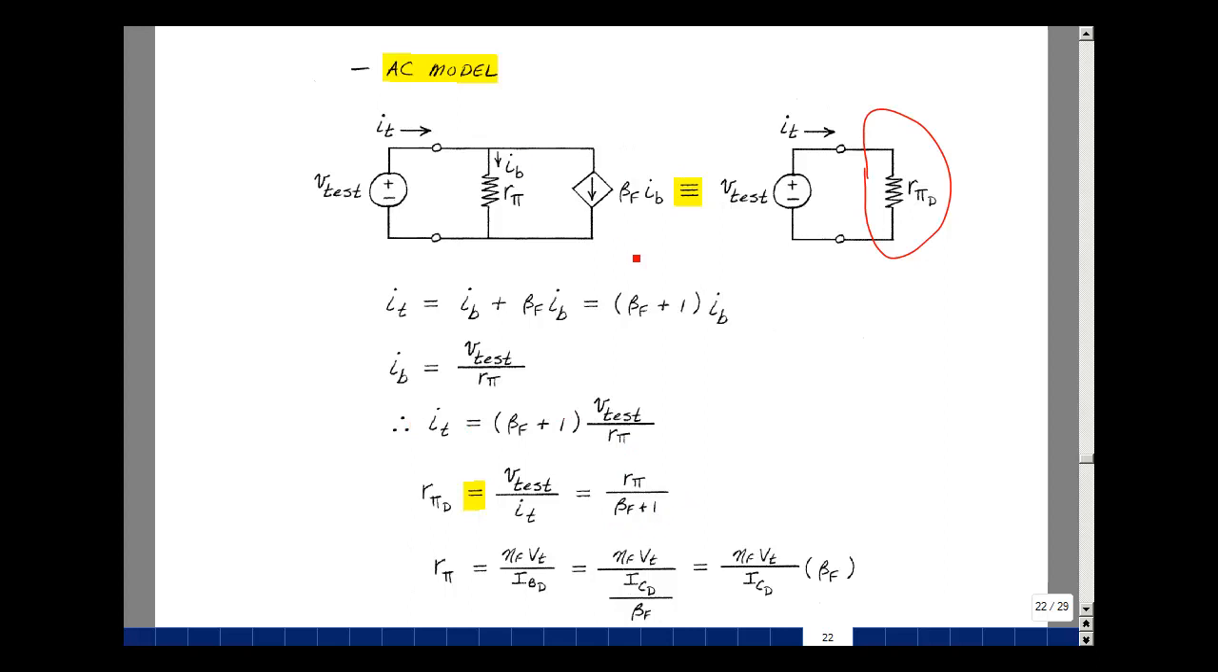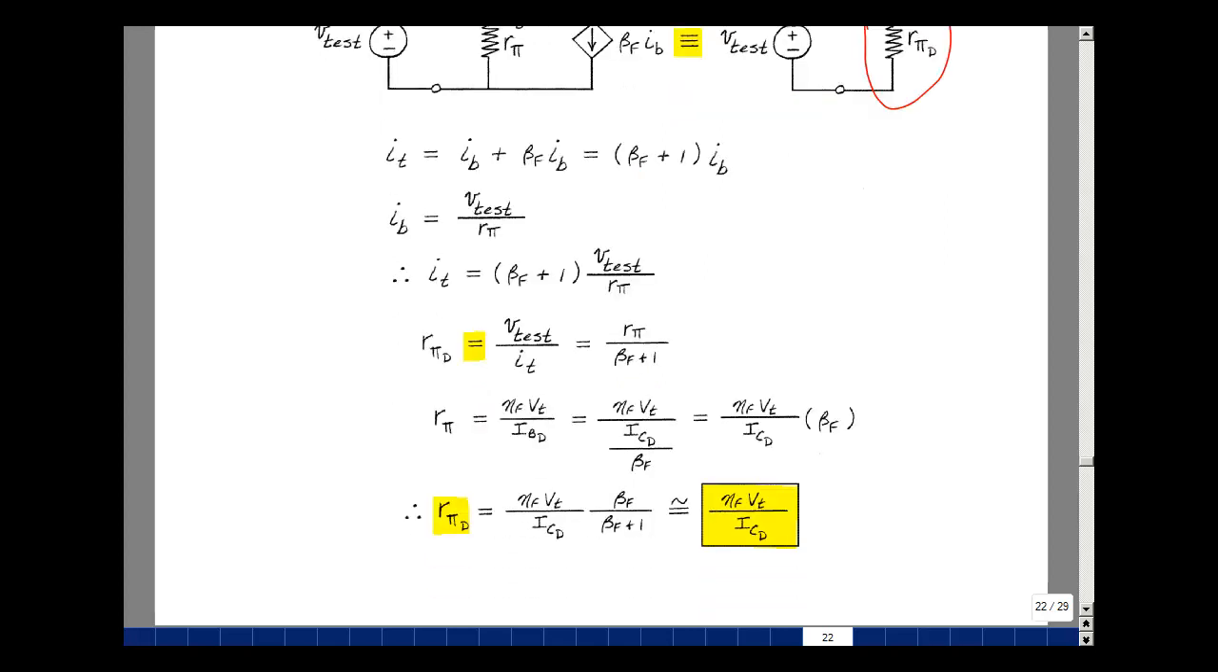The effect of this current source is to take the value of R pi and divide it by beta F plus 1. In other words, to make it small. R pi is equal to eta F V sub T over I sub B of our diode connected transistor. And we can write I sub B as I sub C divided by beta F. Bring that beta F up on top. Eta F V sub T over I sub C of our diode connected transistor times beta F. Let's put this now into this expression over here by dividing by beta F plus 1. Eta F V sub T over I sub C of D, beta F, and then divided by beta F plus 1. If beta F is large, it is approximately equal to 1. So I wind up getting eta F V sub T over I sub C D.